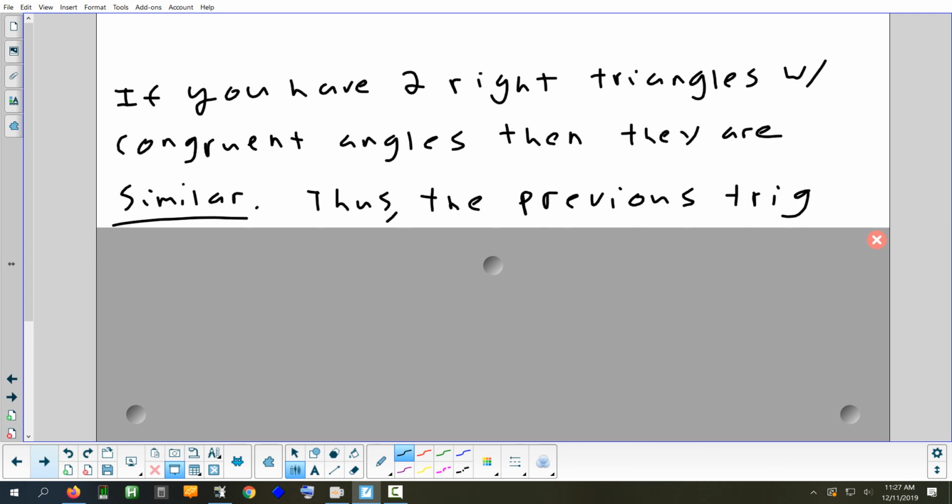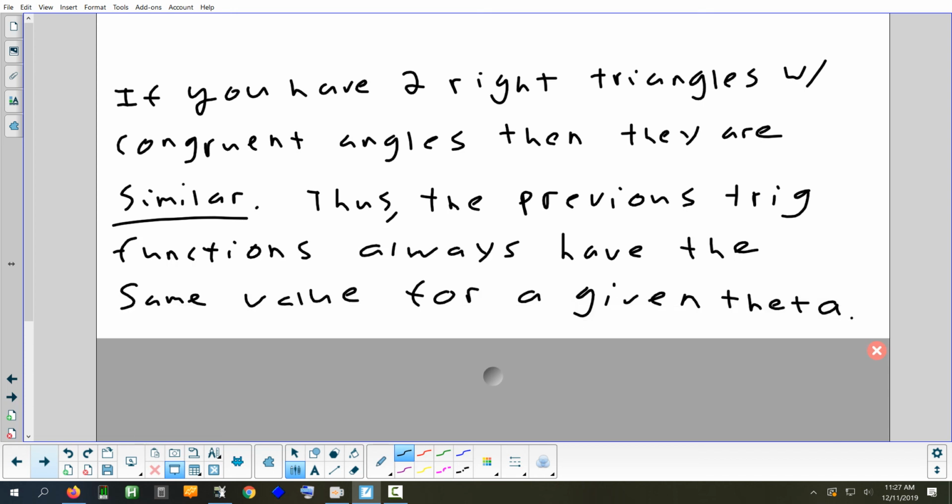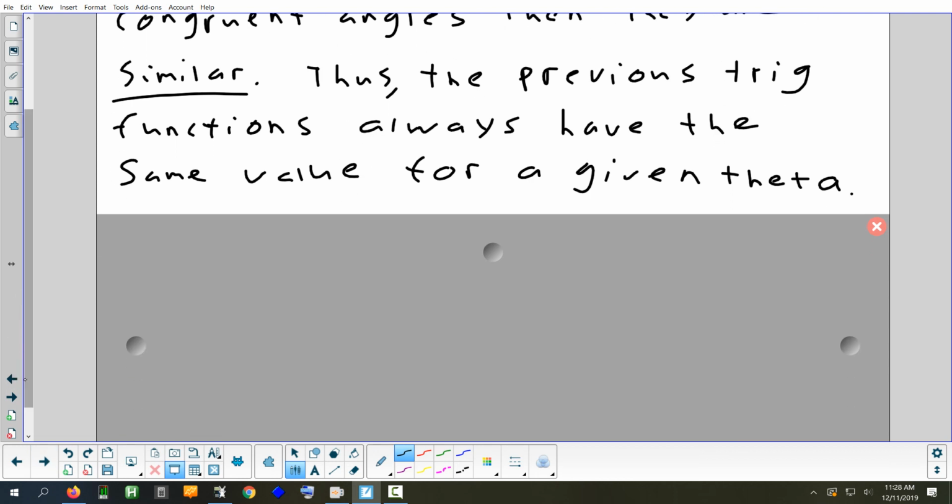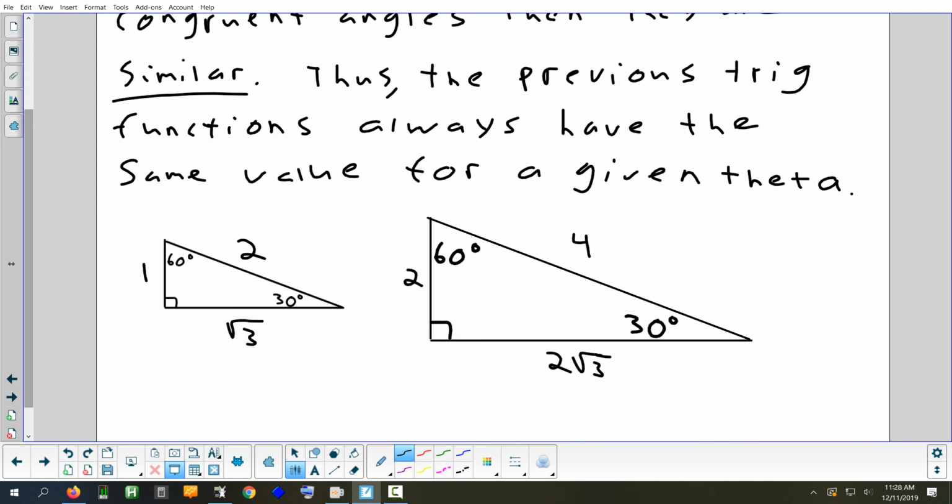If you have two right triangles with all the angles the same, that means your triangles are similar. So what that means is that if you're dealing with two triangles that are similar, you will always get the same value for a trig function. Like if you draw a big 30-degree angle or a smaller 30-degree angle, it doesn't matter. The answer when you do trig with a 30-degree angle is always the same.